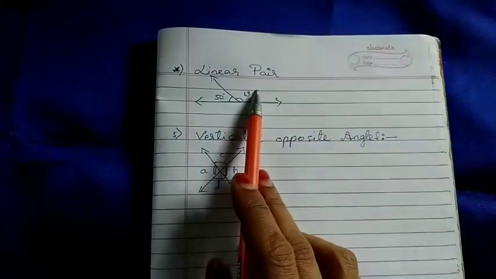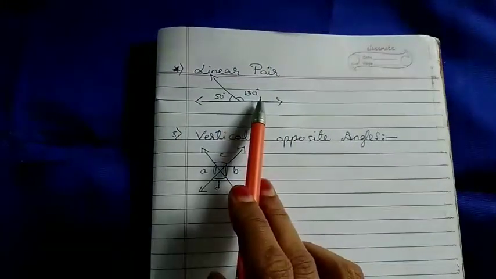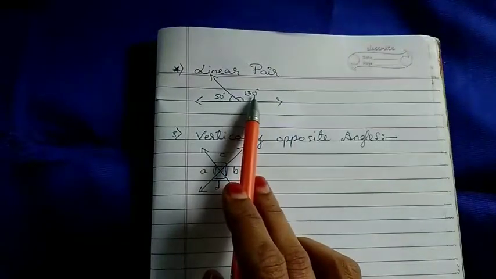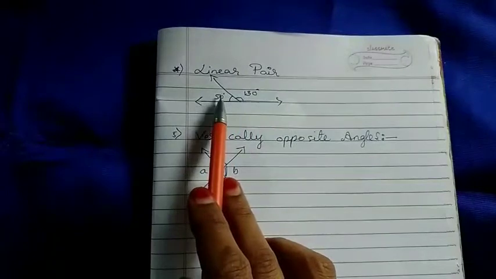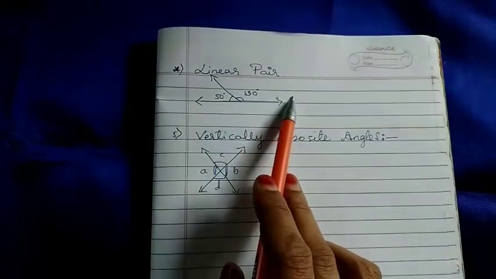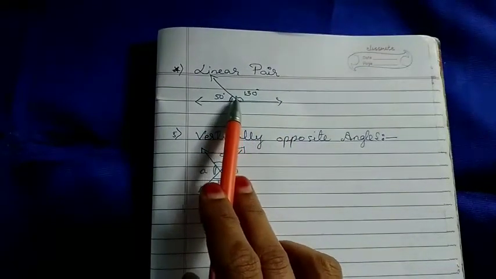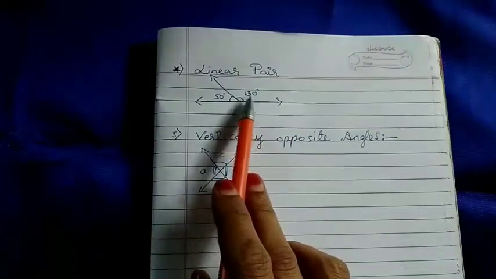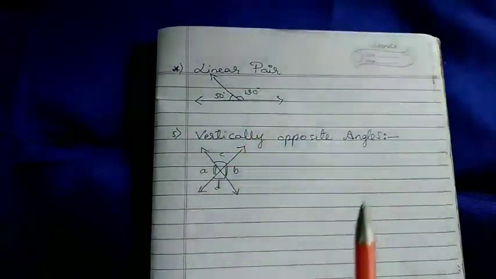Linear pair. If the sum of two adjacent angles is 180 degree, that pair is called a linear pair. Here 50 degree plus 130 degree equals 180 degree, and it has a common vertex and a common arm, but whose sum is 180 degree is called a linear pair.